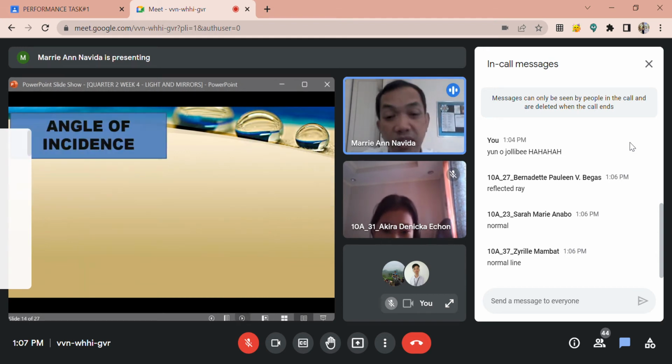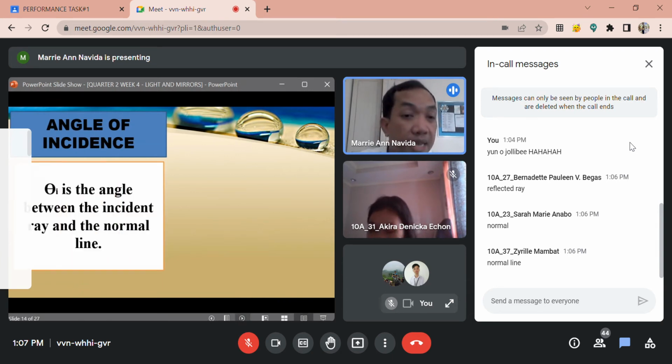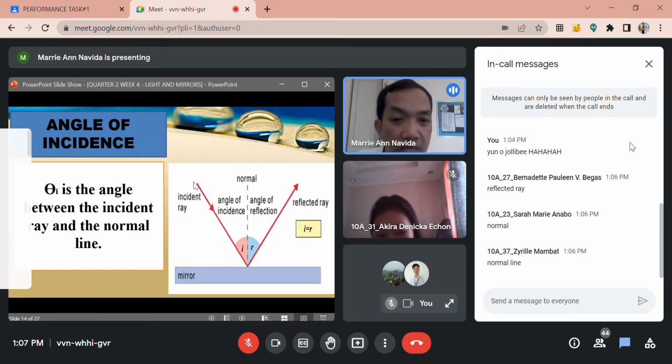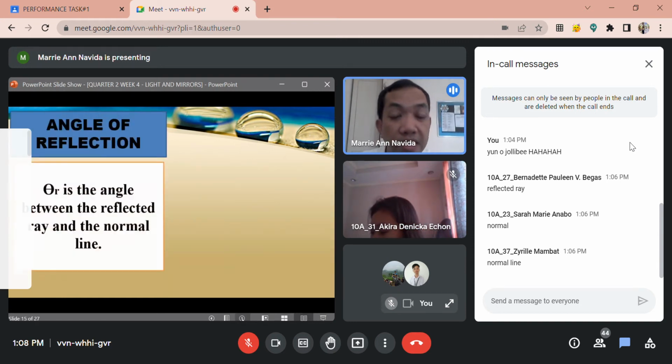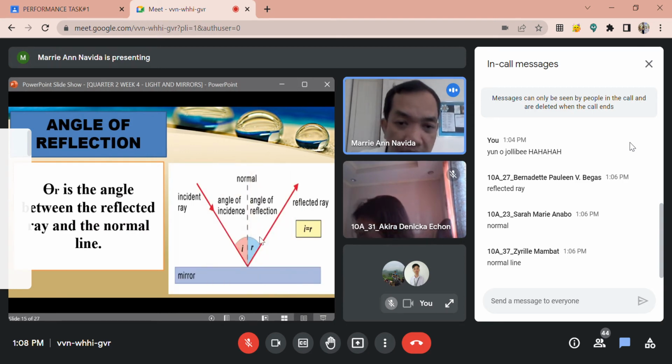Actually, this is in your activity. Angle I is the angle between the incident ray and the normal. Just like this one: this is the incident ray and this is the normal, then that will be your angle of incidence. On the other side, angle R, the angle of reflection, is the angle between the reflected ray and the normal. So here is the reflected ray and this is the normal. This part is your angle of reflection. Okay? Question?